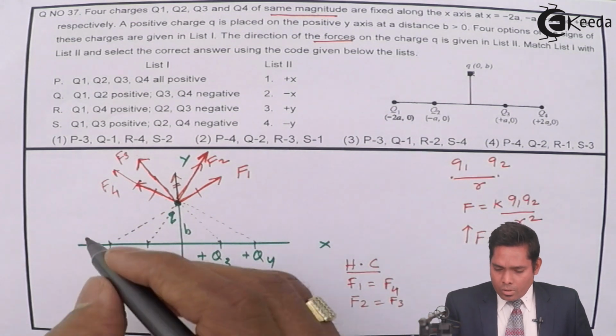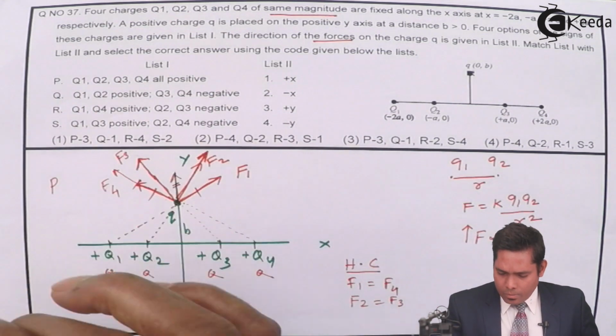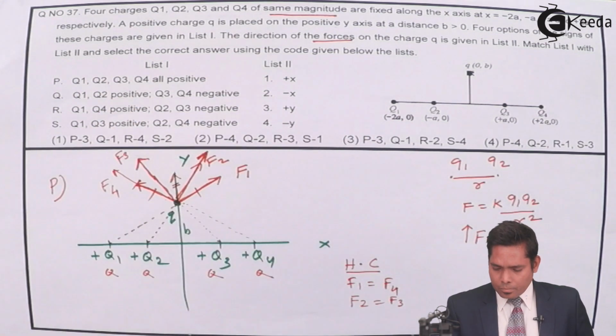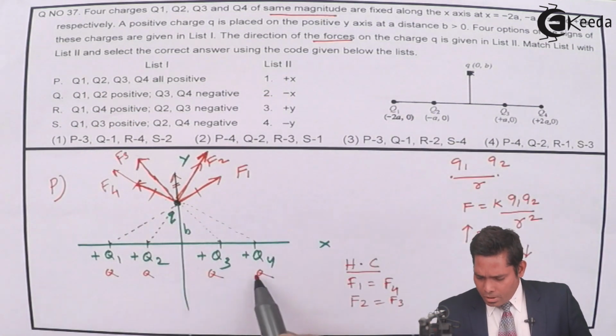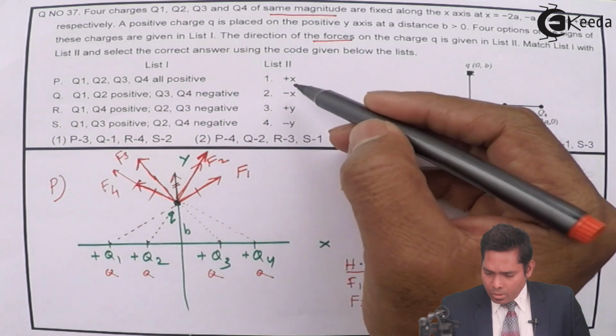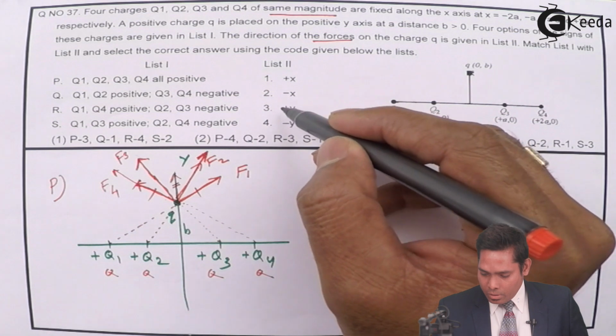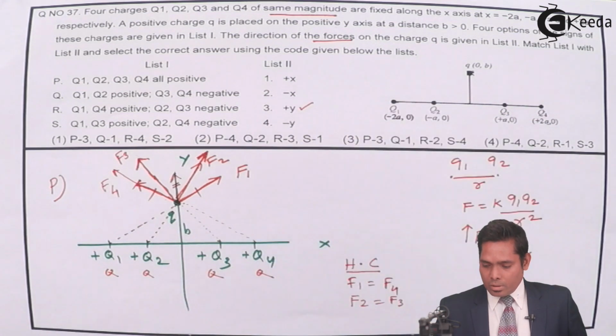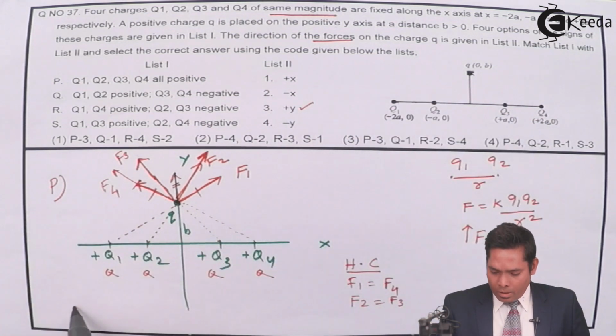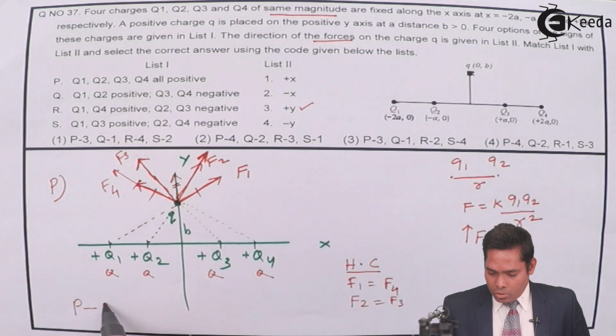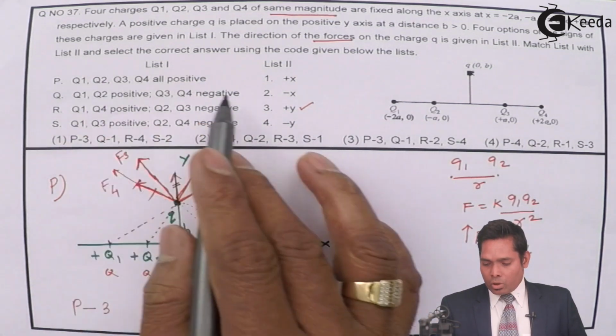So for this situation P, when all charges are positive and of the same magnitude, the net force will be in the positive y direction. So this is the answer. That means for P we have got 3. P and 3 will match.